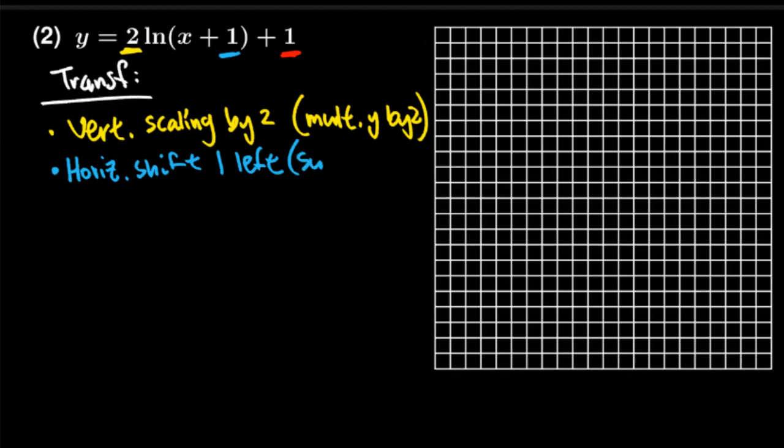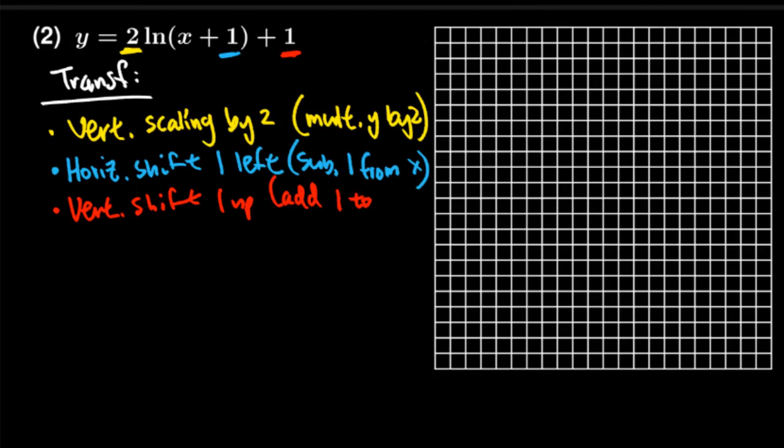So that's going to be, you subtract 1 from the x values. So horizontal means x values, so subtract 1 from x values. Okay, what does this other 1 do? There's a vertical shift, obviously by 1, but the question is which direction. In this case, it'll be up. So that means you're going to add 1 to, okay, so it's vertical, that means y values. Add 1 to the y values.